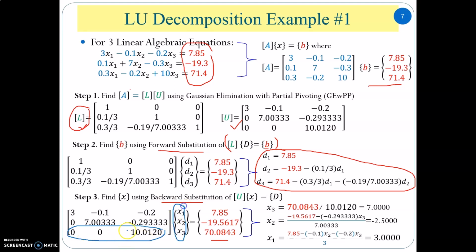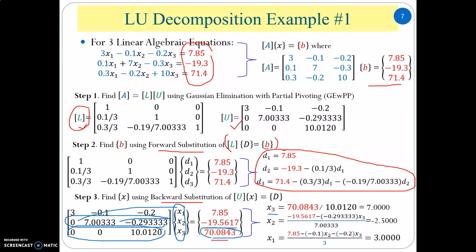So take the last row, multiply with this column, you obtain the answer to be 70.08 something. So you can obtain your x3 here. So your x3 equal to 70.08 divided by 10.01. And you can continue for the second row, multiply with this column, equal to negative 19.5617. So you should know 0 multiply x1, you obtain 0.